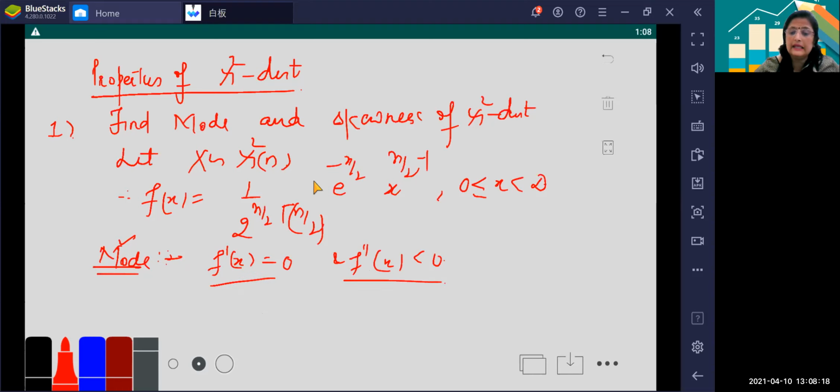अब आपके पास e में power पड़ा है. इट मींस हम यहाँ पे सबसे पहले क्या लेंगे? लॉग. टेकिंग लॉग ऑन बोथ साइड्स. Taking log on both sides. So what we will get? So after taking the log, you will get log of f of x here, right?